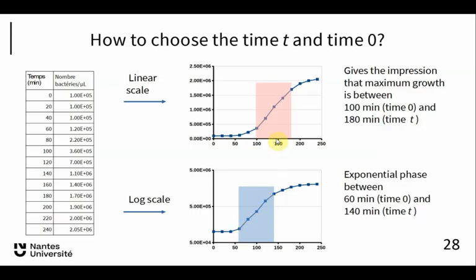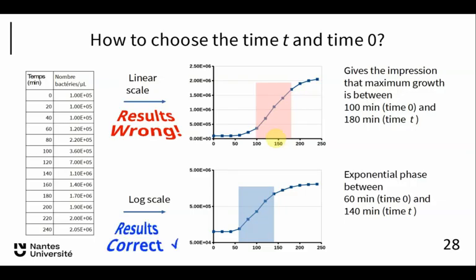So if I plot my results on a linear scale, it's going to give me a false impression, and then I'll use the wrong time points for the calculation, and the result will be wrong. Whereas if I use a log scale, that's what allows me to see when my exponential phase begins and when it's starting to slow down. And then I can get the right number from my calculation. So everybody should know this when you're getting your results in the TP.